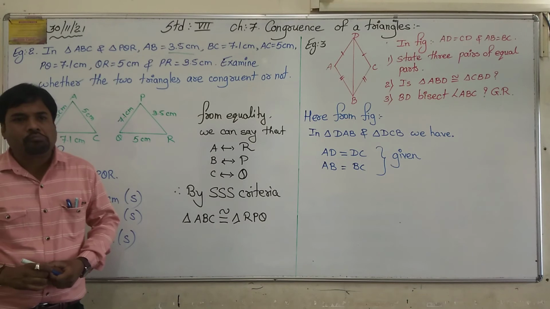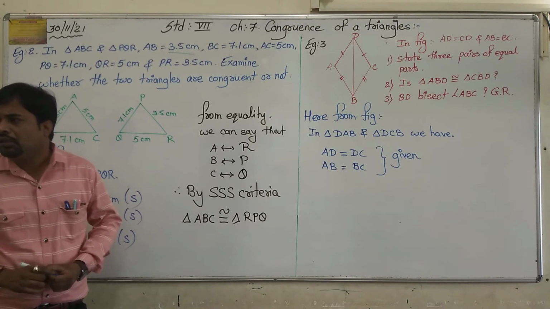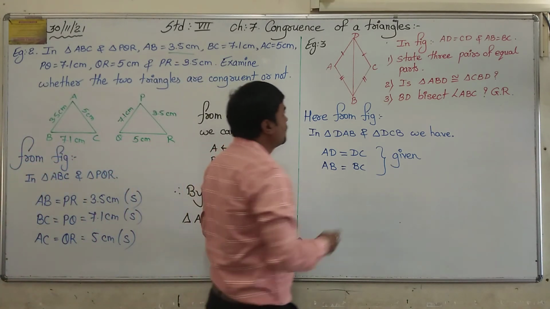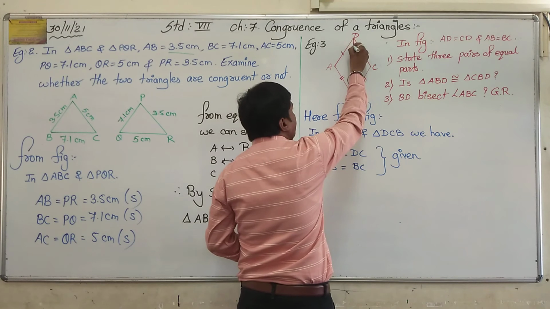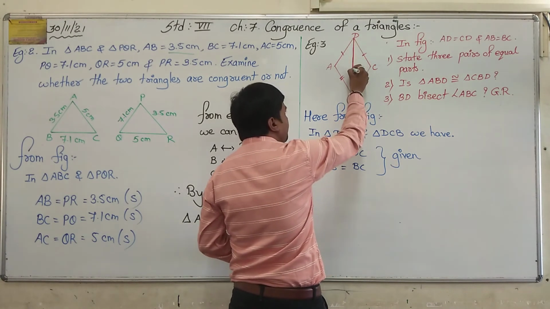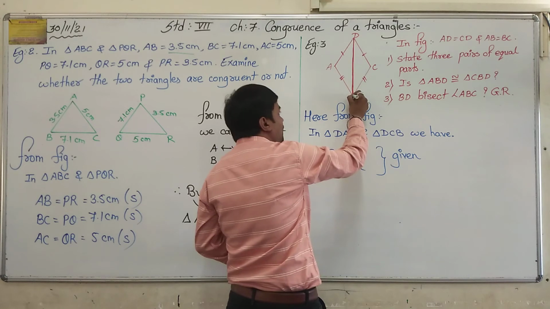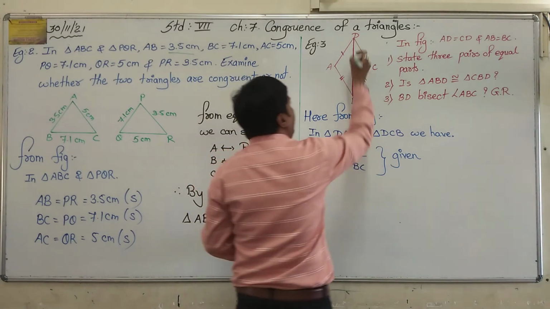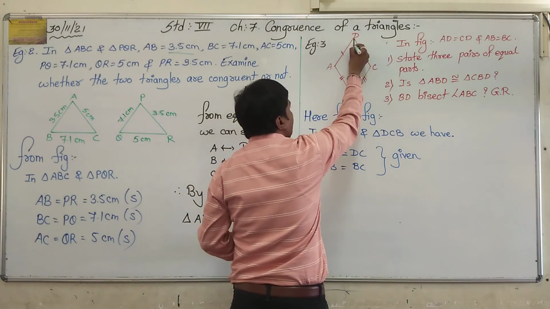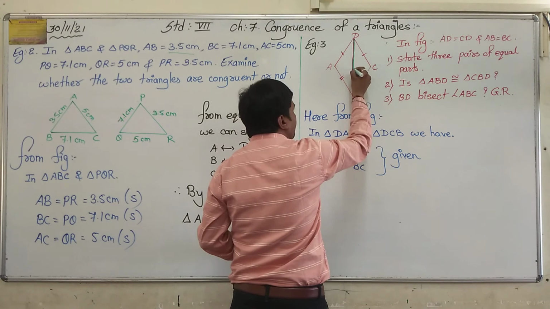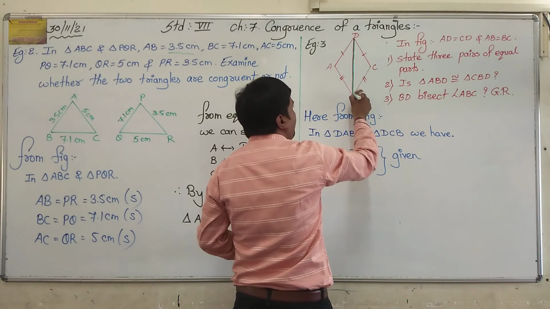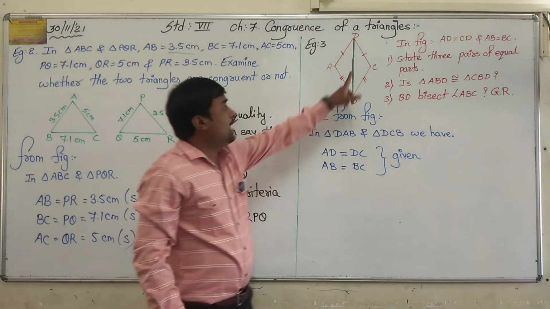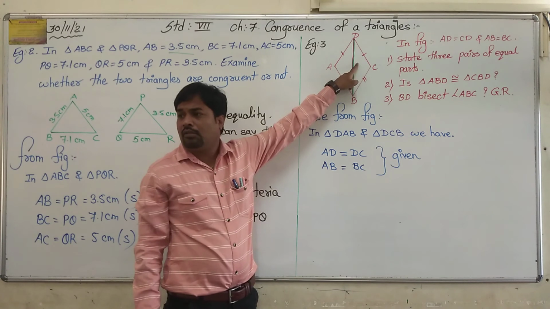Any idea? This BD is a side of triangle ABD. Similarly, this BD is again a side of BCD. Right? So you can say that this line segment is common in both.